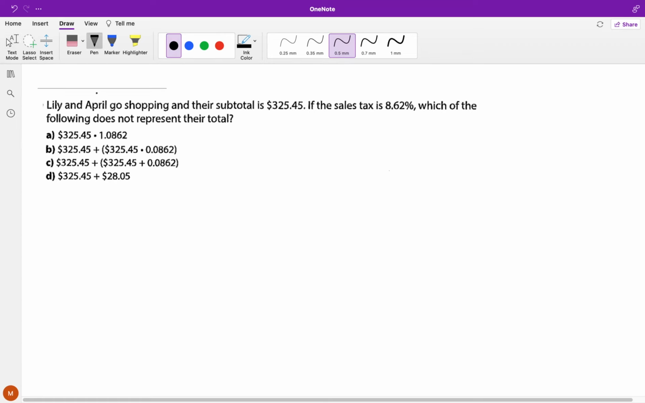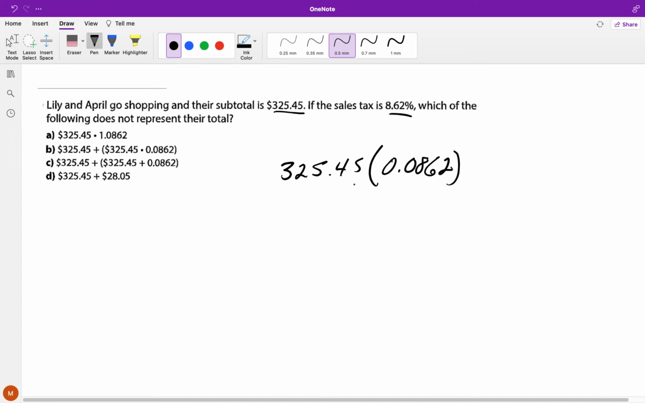So Lily and April go shopping, their subtotal, so that means without any taxes, is $325.45. They're paying 8.62%. So that means they're paying an additional one. So one way that you can do this is you can first just multiply this number by 0.0862. So we can multiply by the tax that we have.